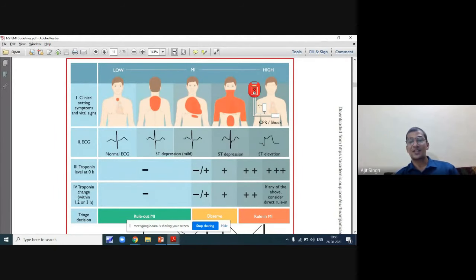In the high risk factors, the patient may go into shock. He or she may need CPR, so clinical settings should have this. So this is the pain. In the first, they are showing the angina.